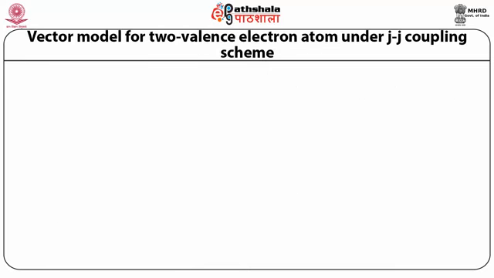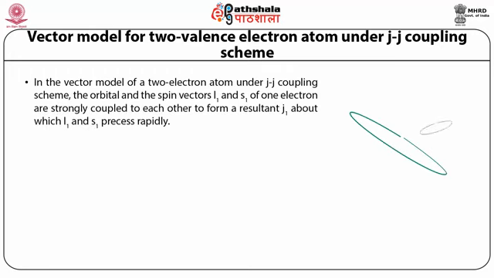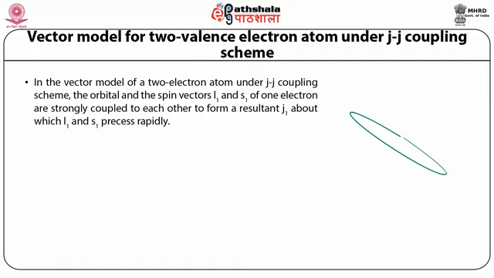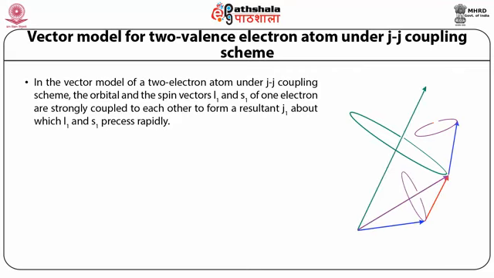but J equal to 0 to J equal to 0 is forbidden. Now again there is a vector model for the two electron atom under the JJ coupling scheme. In the vector model of the two electron atom under JJ coupling, the orbital and the spin vectors L1 and S1 of one electron are strongly coupled to each other to form a resultant J1 about which L1 and S1 precess rapidly. The figure depicts the same.